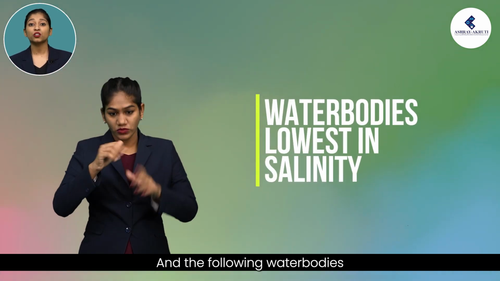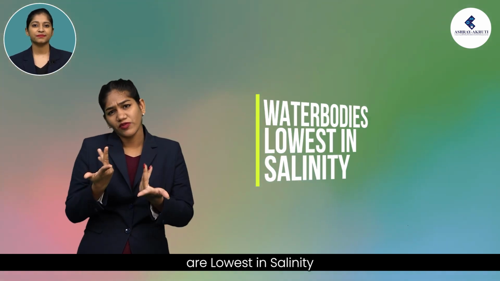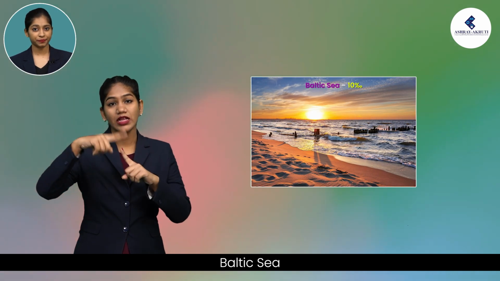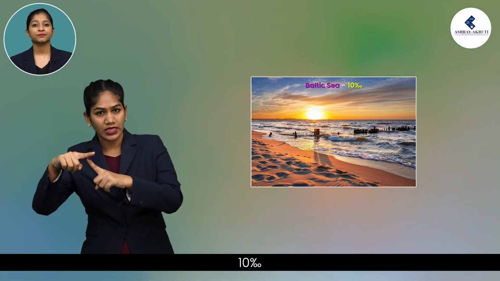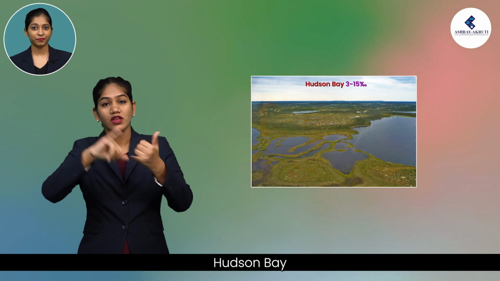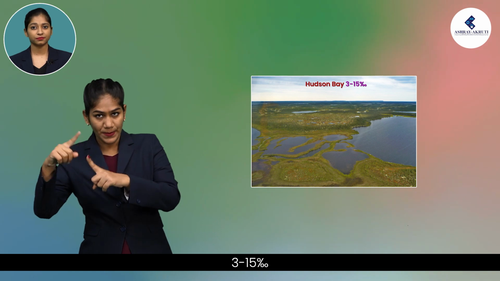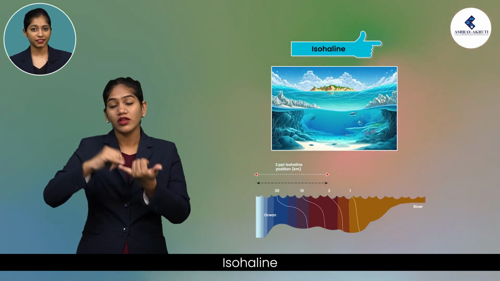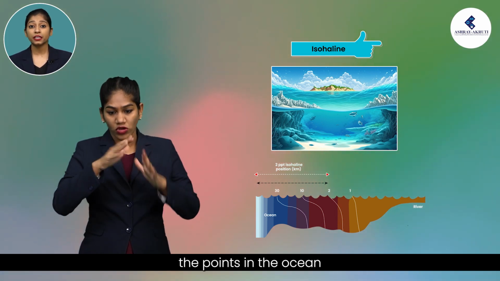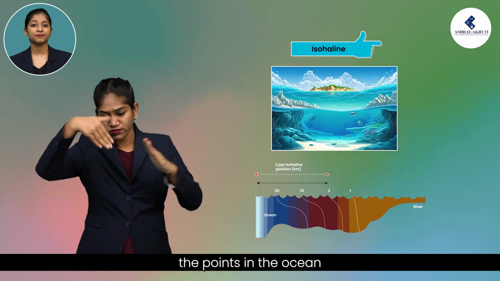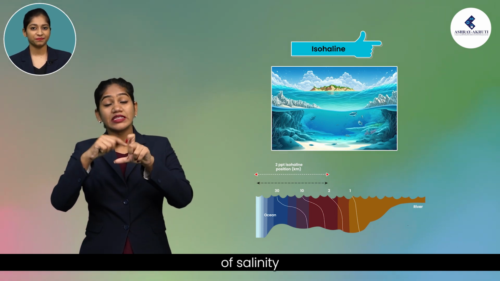And the following water bodies are lowest in salinity. Baltic Sea, 10 ppt. Hudson Bay, 3 to 15 ppt. Isohaline, a line joining the points in the ocean having the same degree of salinity.